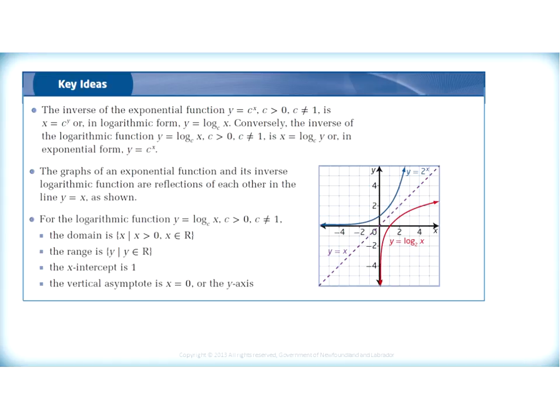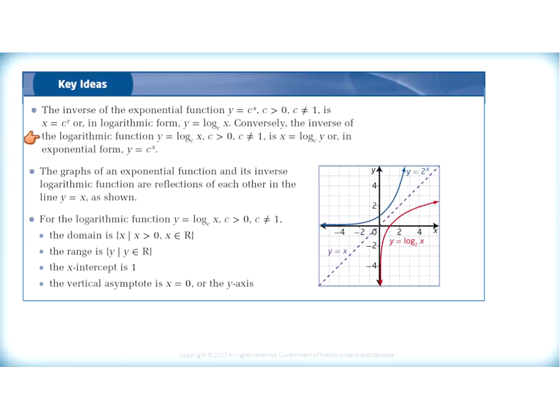As a summary of what we've covered in this presentation, the inverse of the exponential function y equals c raised to the power of x, where c has to be greater than 0 and c cannot equal 1, is found when we switch x and y. So x is equal to c raised to the power of y, or in logarithmic form, y is equal to the log of x to base c.